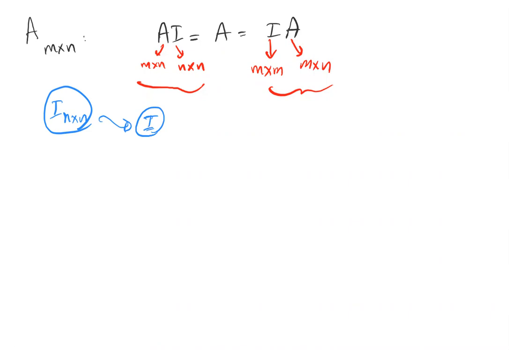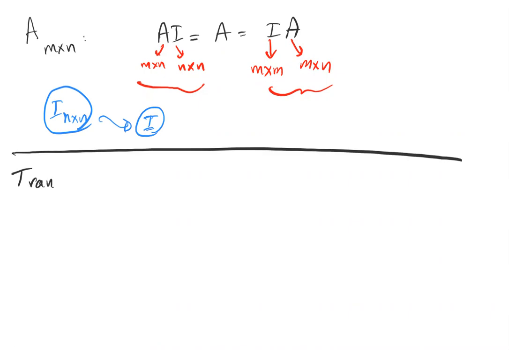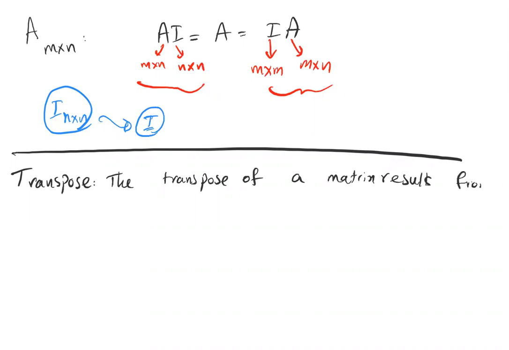All right. The next definition is transpose. The transpose of a matrix results from flipping the rows and columns.